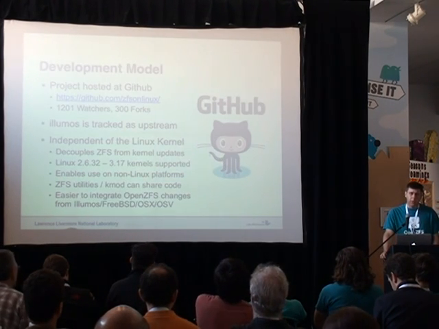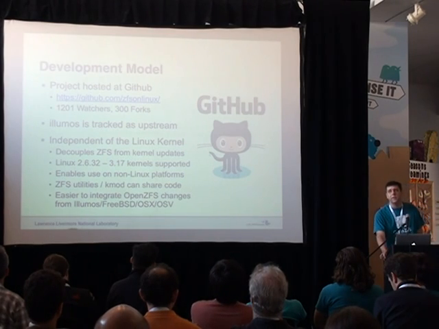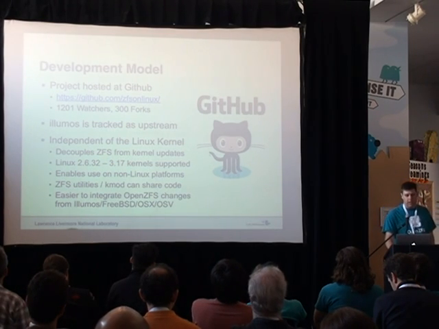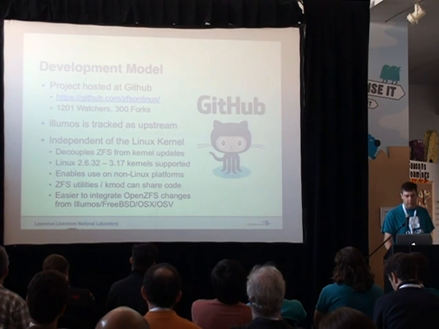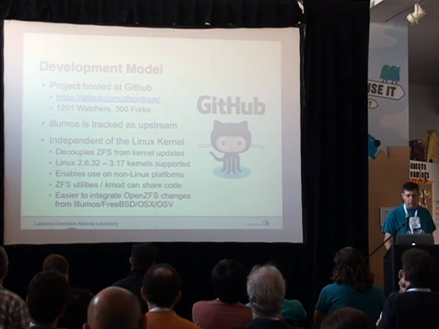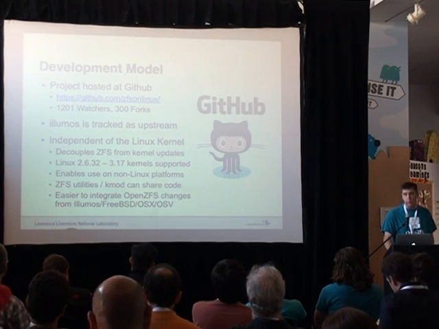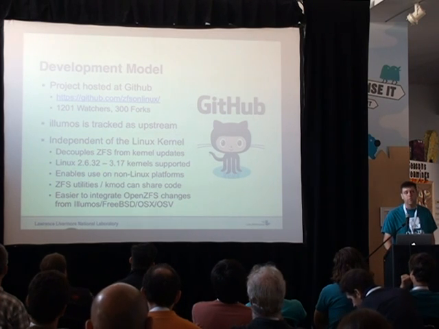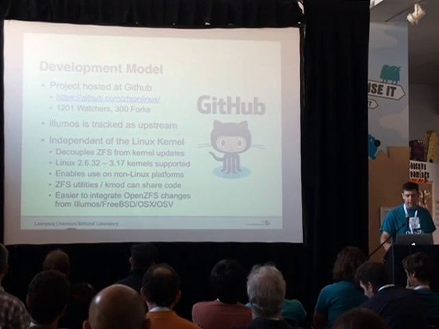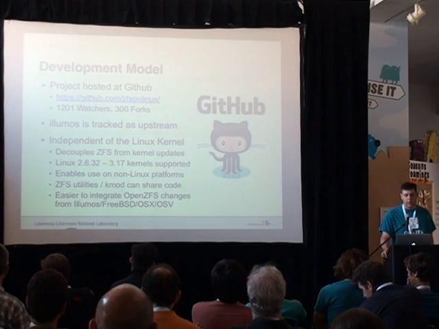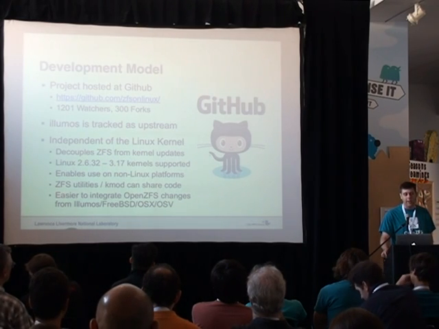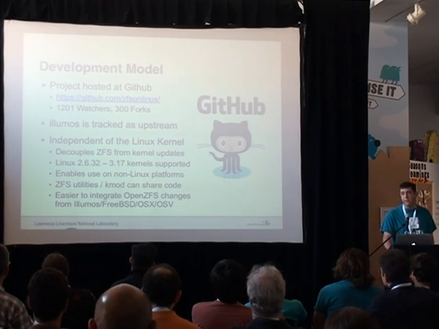So quickly, I wanted to go through the development model we use on Linux. That might be of interest to people. So the project's hosted at GitHub. Pretty active. We've got a lot of folks watching the project. We treat Illumos as the upstream code base. And like I said, we're independent of the Linux kernel. So this is actually really nice in a lot of ways. It decouples us from the kernel, which is pretty cool.